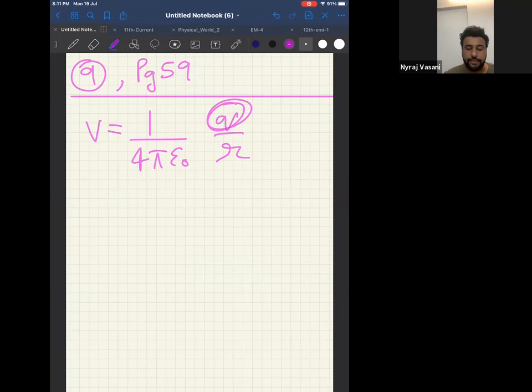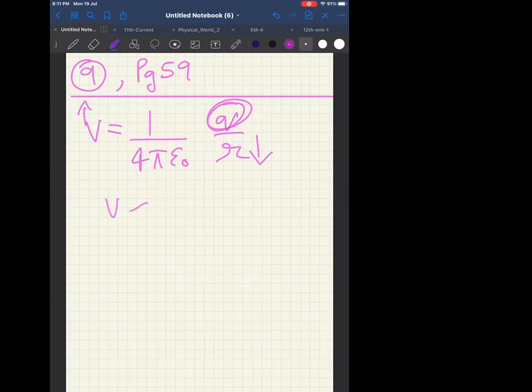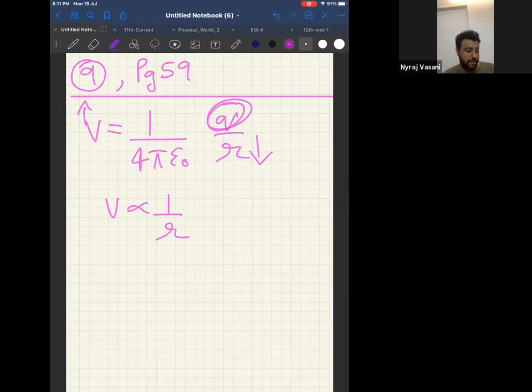So can I say, smaller the distance, greater the potential, because potential is inversely proportional to R. Therefore, the potential will be more on the smaller sphere because radius is less. Therefore, option A should be the answer. V is inversely proportional to R. If I use that, answer A will be the right answer.